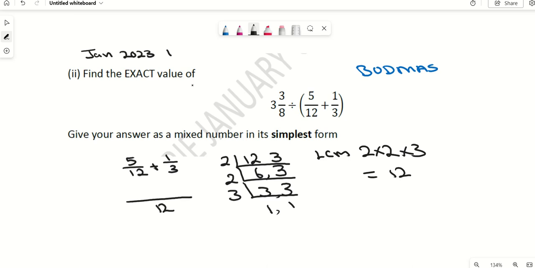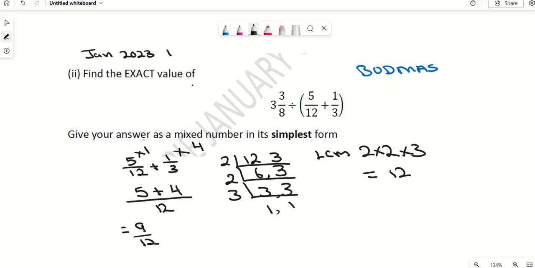Then we are going to compare the denominators of the fractions with our LCM. The denominator of the first fraction is 12. 12 could go into 12 one time. So you multiply the numerator of that fraction by 1. So 5 by 1 is 5. Then you're going to have plus. 3 could go into 12 4 times. So you're going to multiply the numerator of that fraction by 4. So 1 by 4 is 4. So now we have 5 plus 4, which equals 9 over 12.